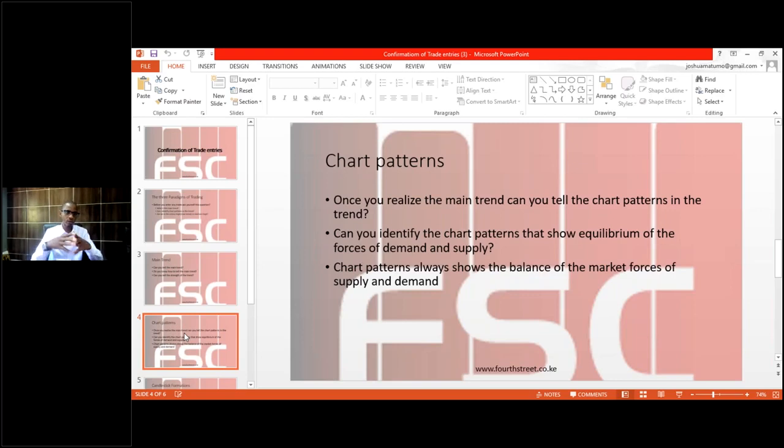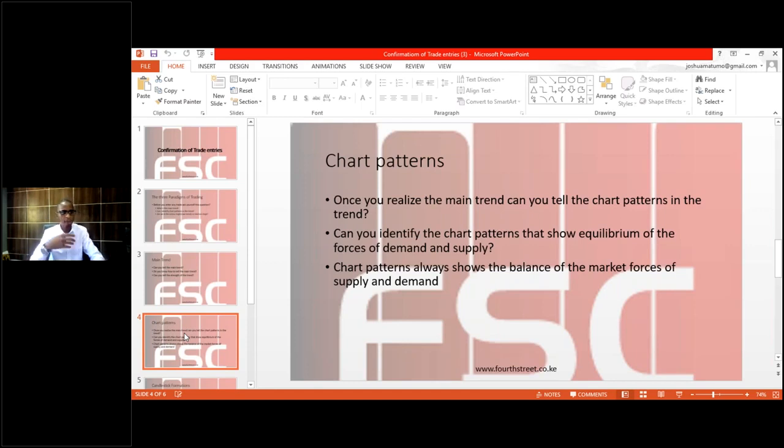Therefore, our role as price action traders is, once we identify the main trend, the next step is always to analyze the chart patterns that are available in the market using the top-down approach, which is another topic that we discussed in our previous webinars, and we cover it extensively in our price action course at Fourthstreet Consultants.